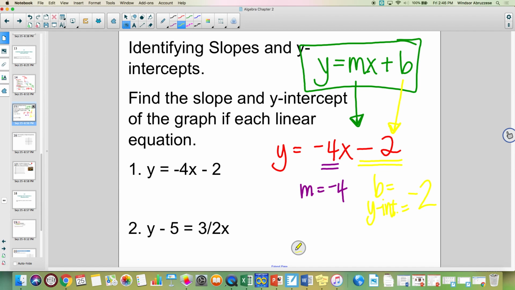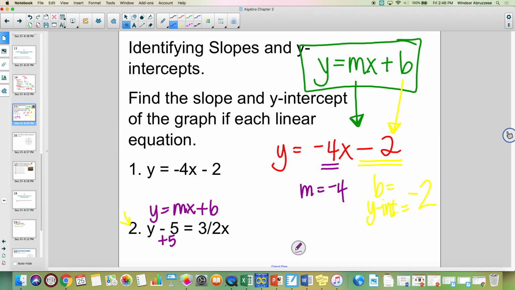So this equation, when I graph it, has a slope of negative 4 and a y-intercept of negative 2. This example number 2 here is not on your note sheet, but I just wanted to show you sometimes they like to jumble things up. Is this equation written in y equals form? Remember, we're looking for y equals mx plus b. Well, it's not because I have this minus 5.